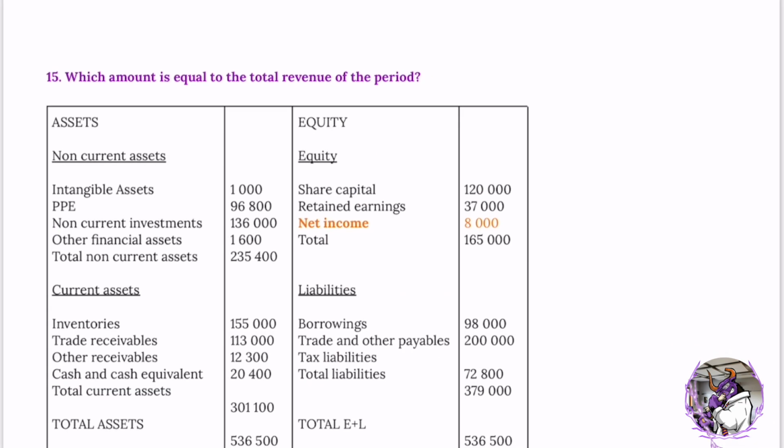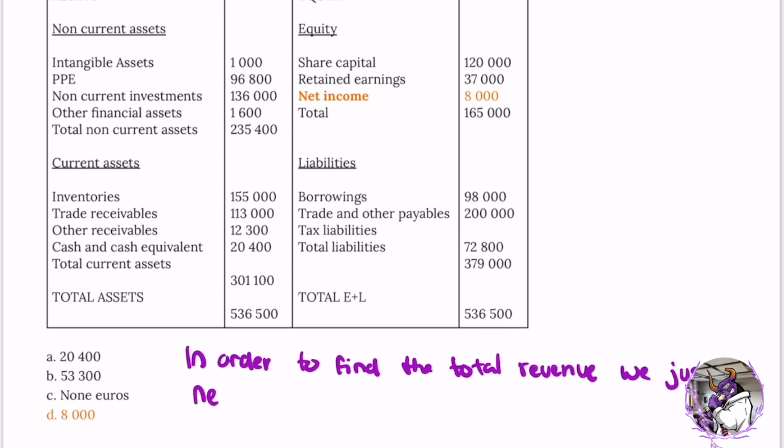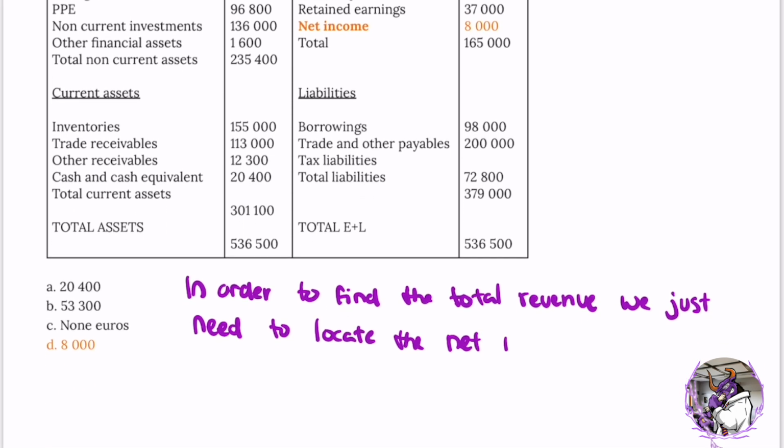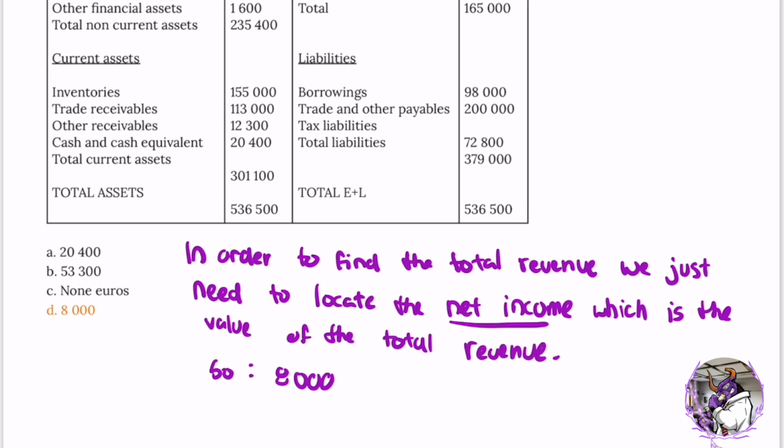Question 15. Which amount is equal to the total revenue of the period? So in order to find the total revenue, we just need to locate the net income, which is the value of the total revenue. So the answer is letter D, 8,000.